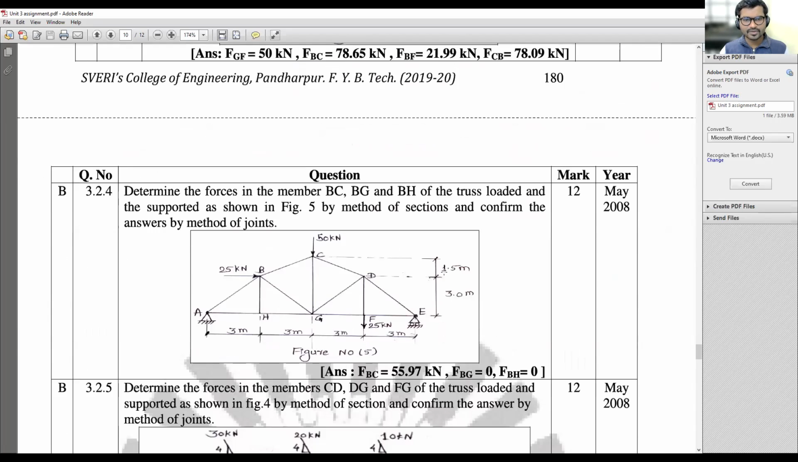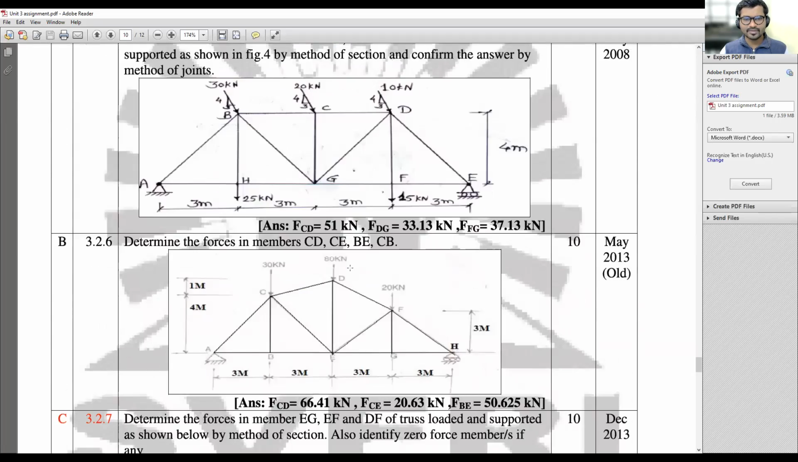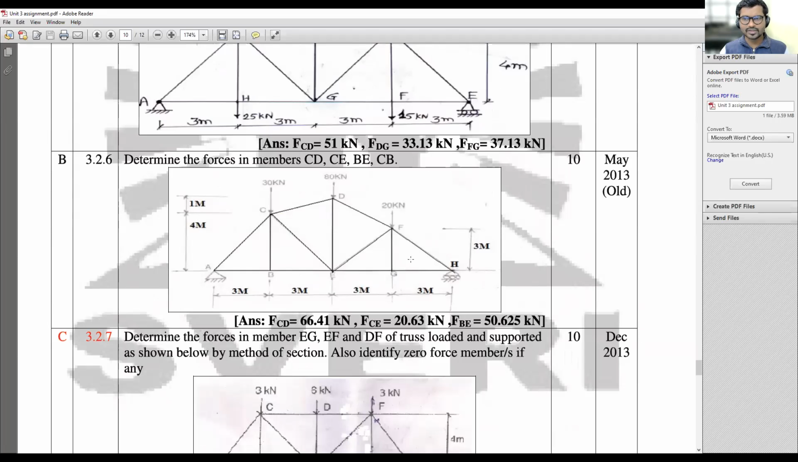Here, how much? 3 and 1.5 means the angle will be the same for both cases. It will be a simple one. This is also simple. 4, 1, 3. This is somewhat difficult. We'll go for this one.